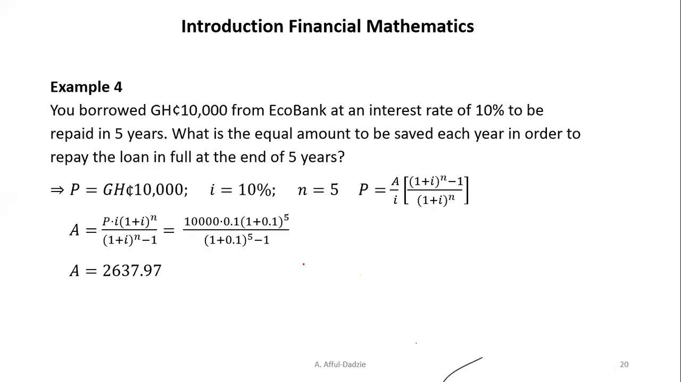Okay? All right. So it says that you borrow 10,000 from EcoBank at an interest of 10%, to be repaid in 5 years.